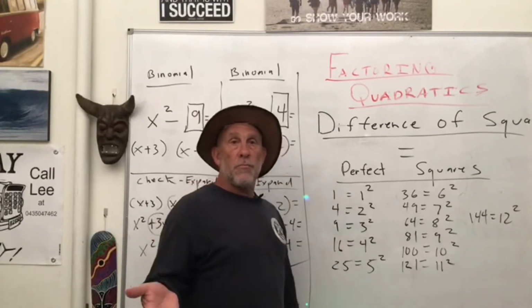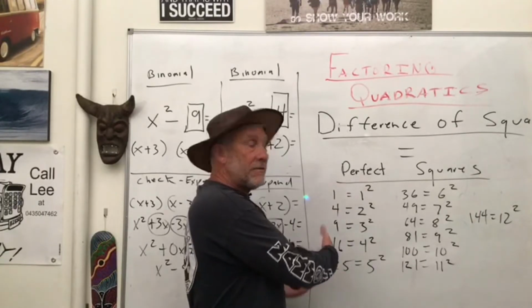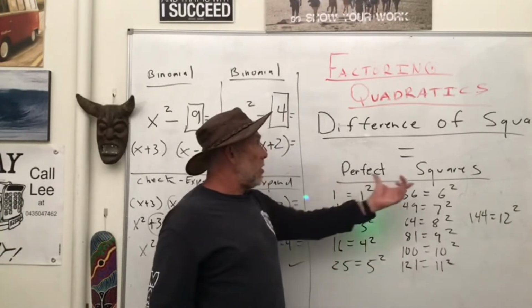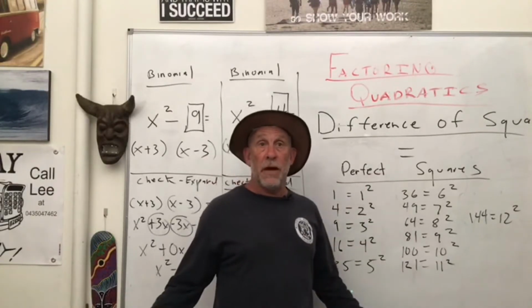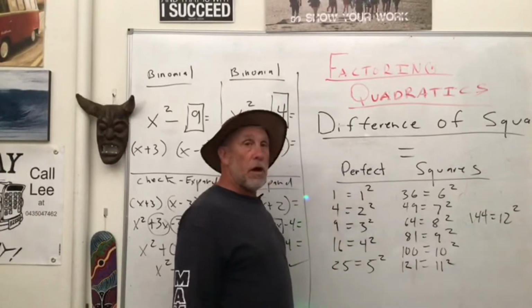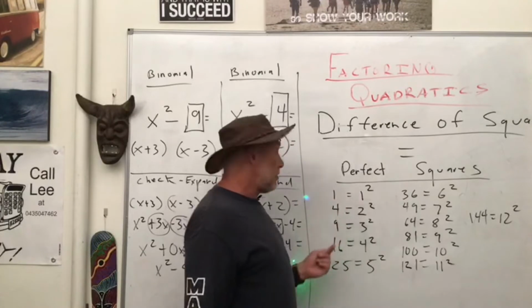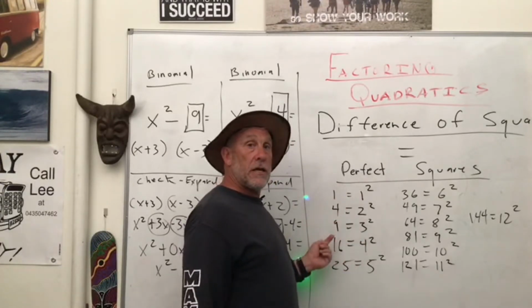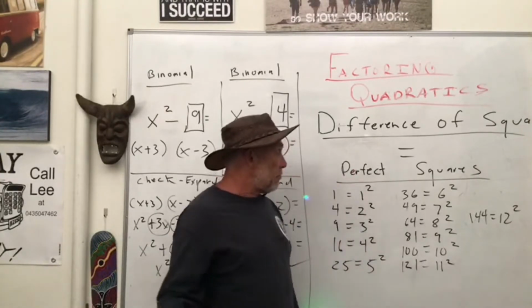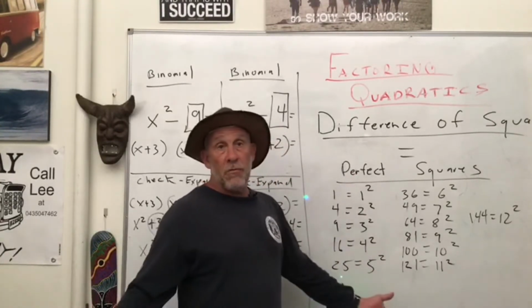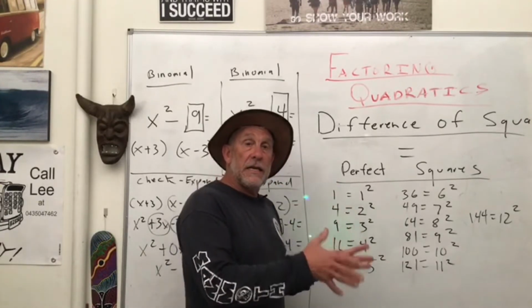Now, the prerequisite for this lesson is you need to know perfect squares. So what's a perfect square? It's just a number multiplied by itself. So 1 squared is 1, which is 1 times 1. 2 squared is 4, 2 times 2. 3 squared is 9, which is 3 times 3, etc. You should know 1 through 12. That would benefit you in seeing the patterns when they arise in difference of squares.